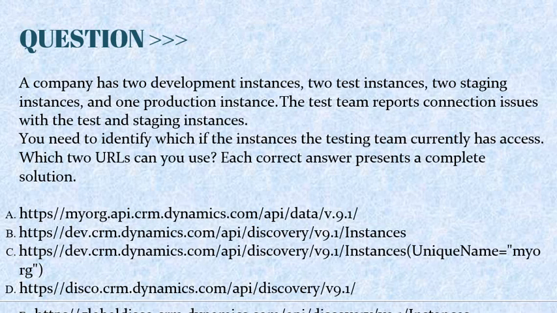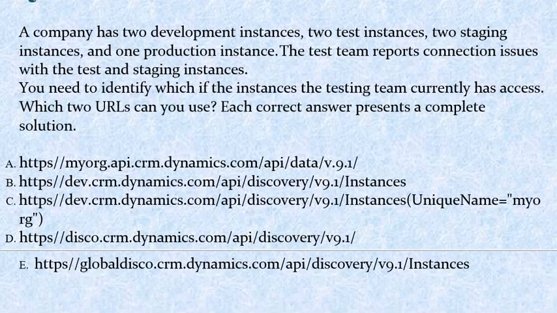Our next question is: a company has two development instances, two test instances, two staging instances, and one production instance. The test team reports connection issues with the test and staging instances. You need to identify which of the instances the testing team accurately has access to. Which two URLs can you use? Each correct answer presents a complete solution. Please have a look at the options and try to answer it. The correct answers are option C and E.